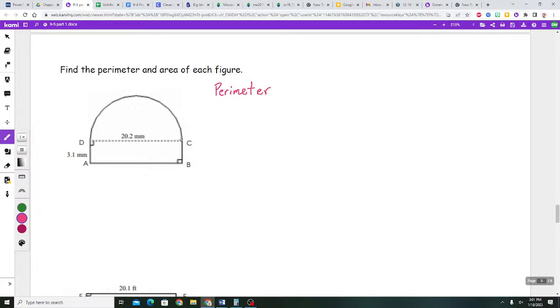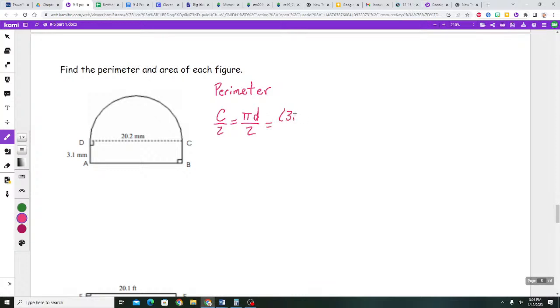So perimeter, we've got a semicircle here. So we want half the circumference. So remember that circumference is 2 pi r. And since we want half of it, it's 2 pi r divided by 2. But actually, as I think this through, I'm going to change that because I just realized we're given the diameter. So we want pi times diameter divided by 2.